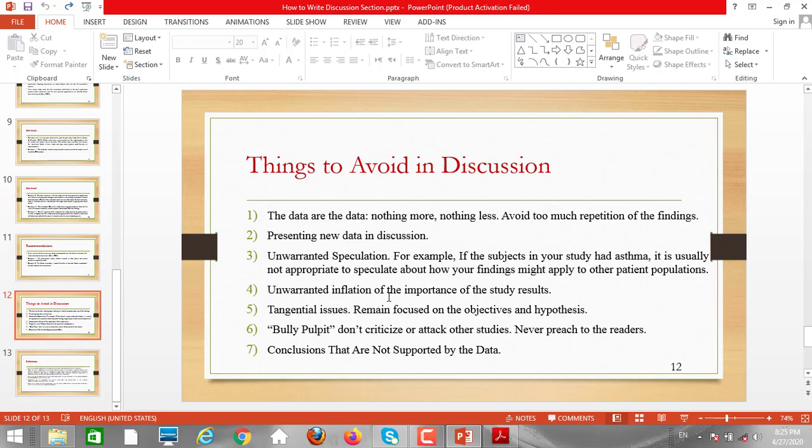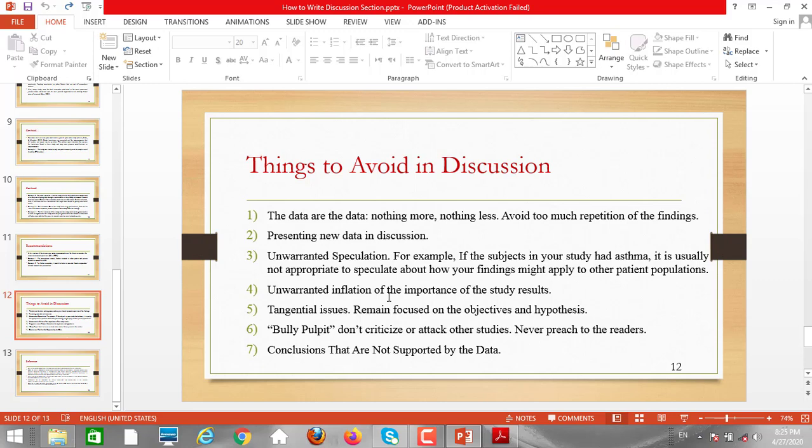Try not to include too many details of your findings in the discussion part, because you already mentioned them in detail in your data analysis. So in the discussion part, state them briefly, summarize basically.